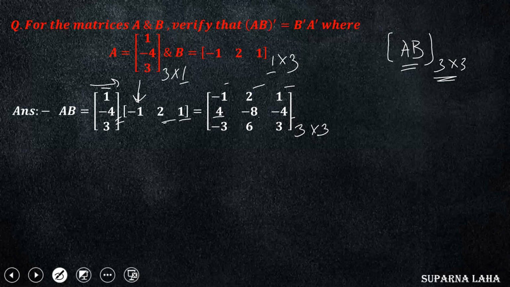Now take the transpose, that is AB transpose. Just interchange the rows into columns. That is -1, 4, 3, 2, -8, 6, 1, -4, 3. And this is also a 3 by 3 matrix.